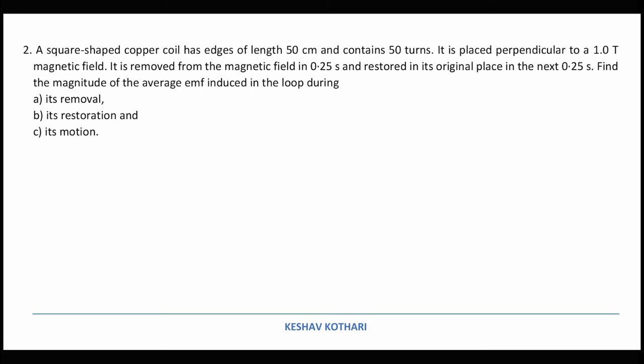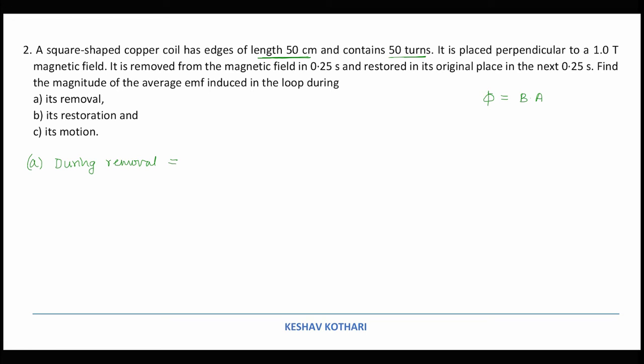So if we consider this problem, let us again begin in the same way. We have a square loop whose edge length is 50 centimeter, and it contains 50 turns. The flux change is written as phi equal to B dot A for one single coil, and since there are 50 turns, the flux change will be 50 times this value. So in the first part, that is during removal.